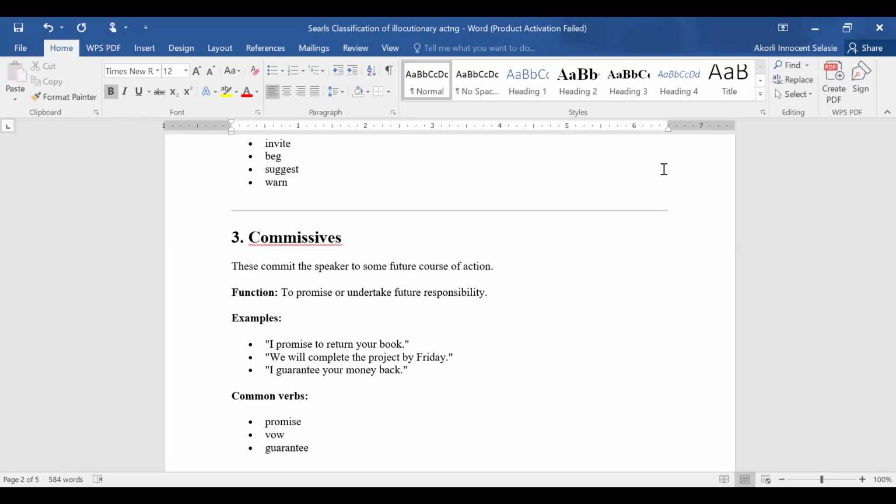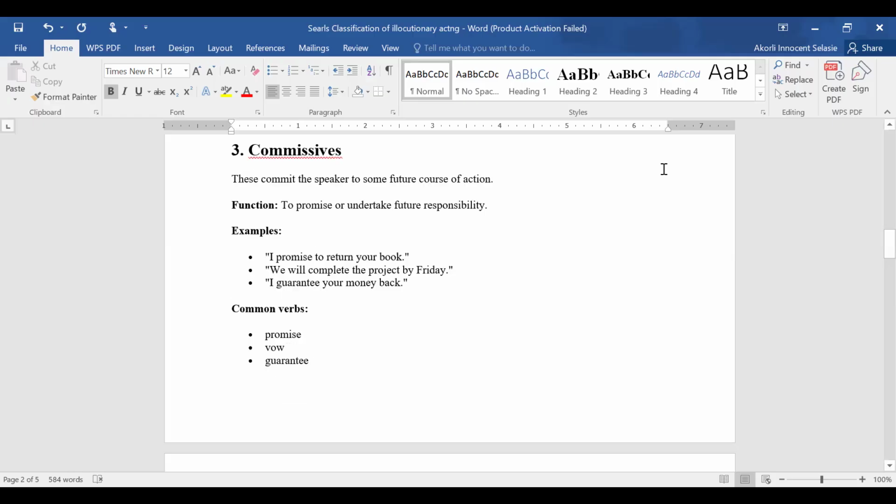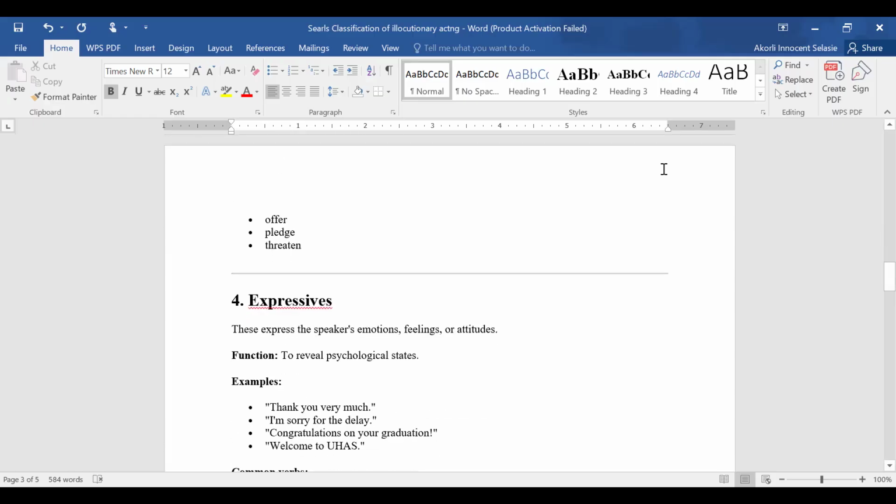Commissives. This commits the person to some future course of action. Function: to promise or undertake future responsibility. Examples: I promise to return your book. We will complete the project by Friday. I guarantee your money back. Common verbs: promise, vow, guarantee, offer, pledge, or threaten.